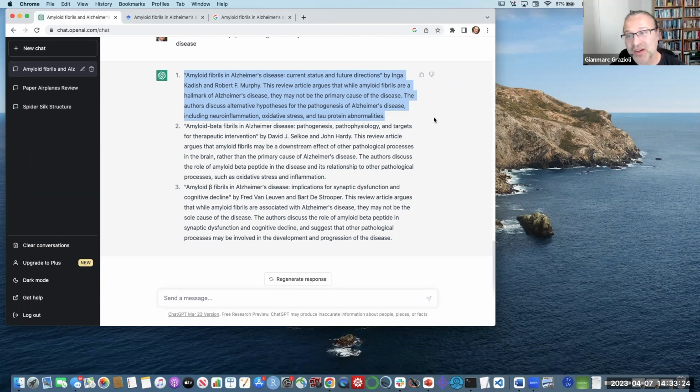So the way these models work is remarkable, because they work as well as they do. The way these language models work is, if you look at the word amyloid in a sentence, you look at the probabilities of the next word. What's the next word going to be after the word amyloid? Really high probability it's fibril, right? That's how it works.